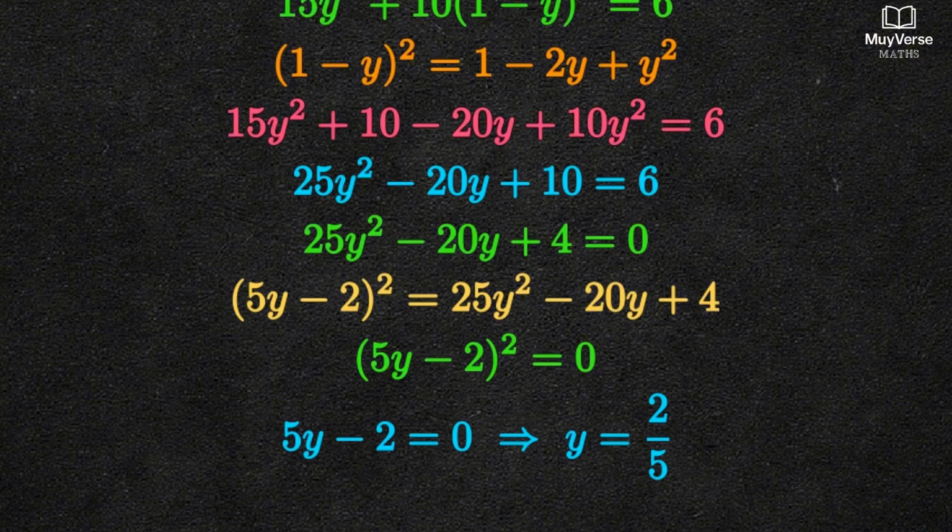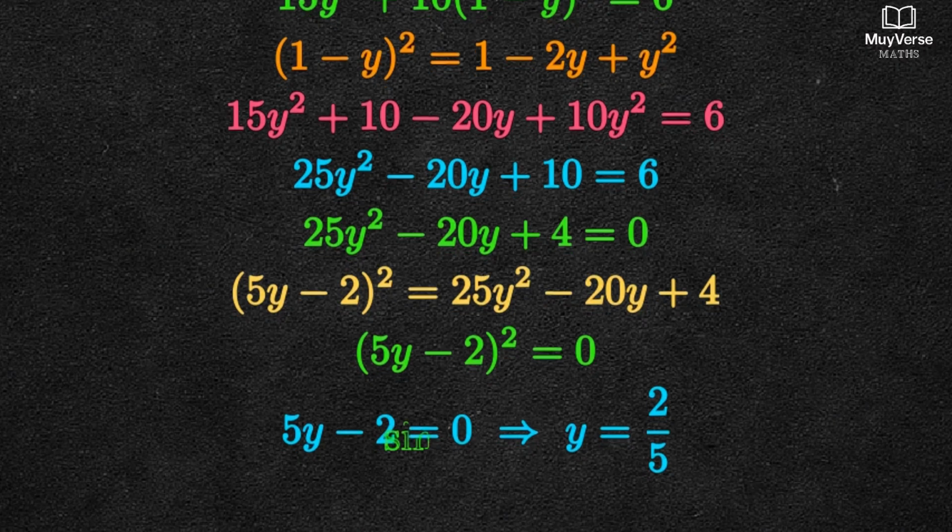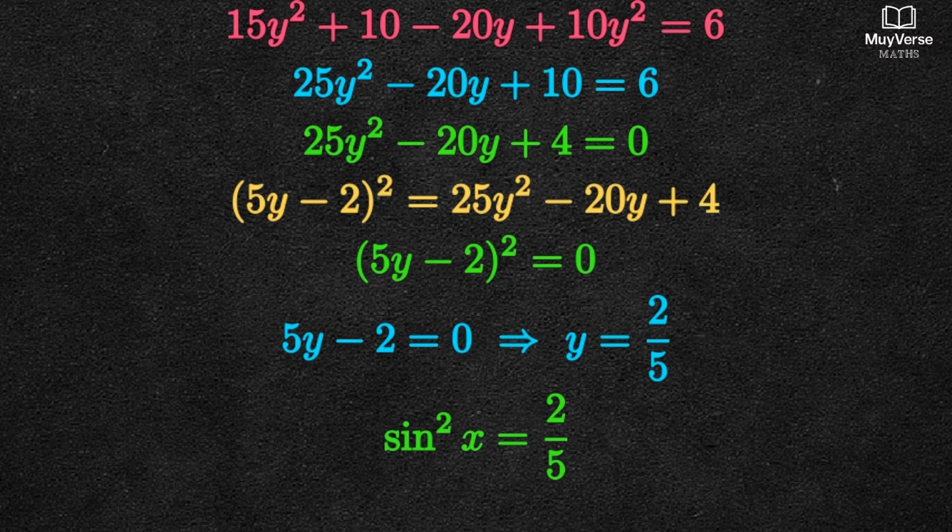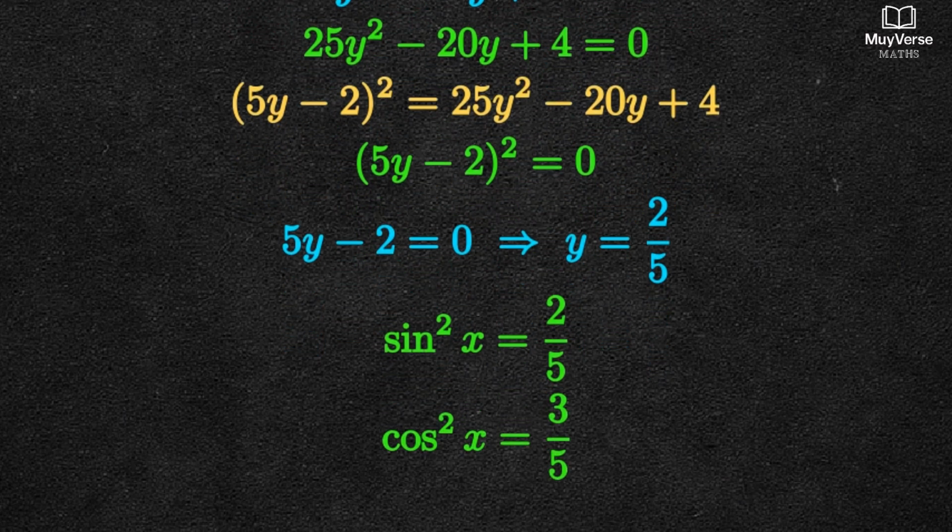Step 5. Translate back to trigonometry and verify. We set y equals sine squared x, so sine squared x equals 2/5. Then cosine squared x equals 1 minus 2/5, which is 3/5. Finally, check the original equation numerically.